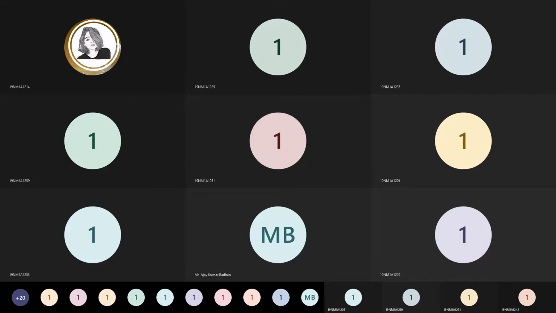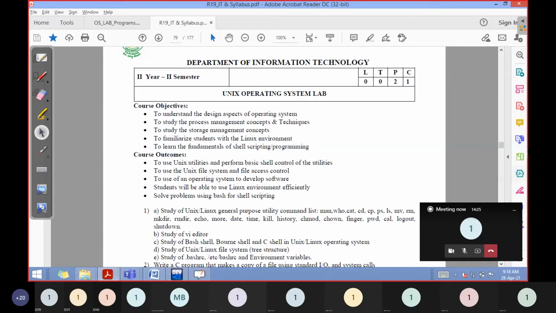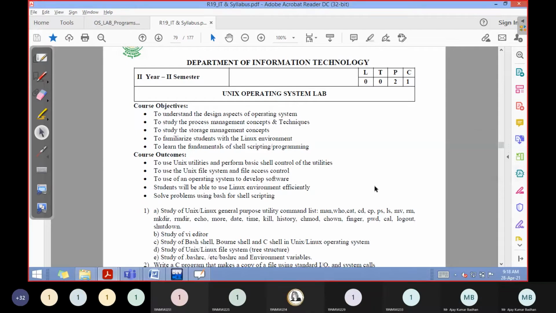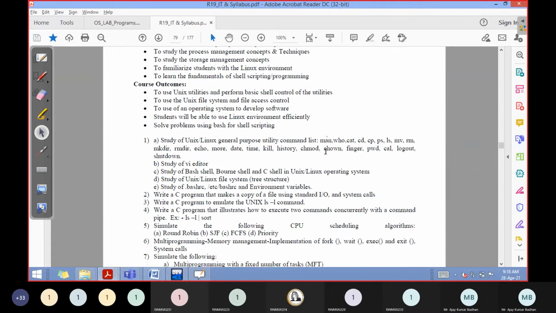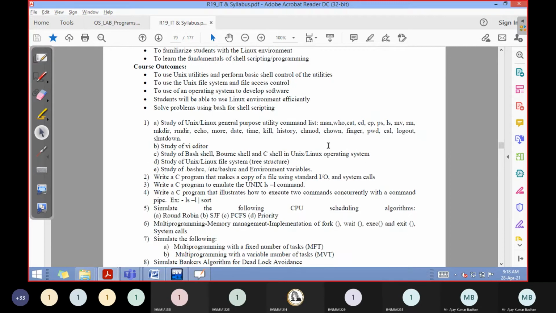Good morning, everyone. In this particular session, we will be discussing the lab programs with respect to your Unix and operating system lab. But before discussing some programs related to Unix and operating systems, I just wanted to explain to you the different programs we are going to learn in this session.